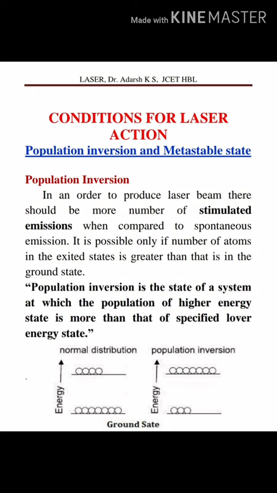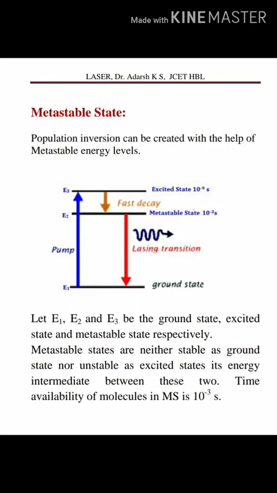The definition: population inversion is a state of a system in which the population of a higher energy state is more than that of a specified lower energy state. In this figure we can see the first one is the normal distribution. Here, generally the ground state atoms are more than the excited state atoms, right? But in population inversion we create more atoms in the excited state, and that will create the stimulated emission. Next one is the metastable state.